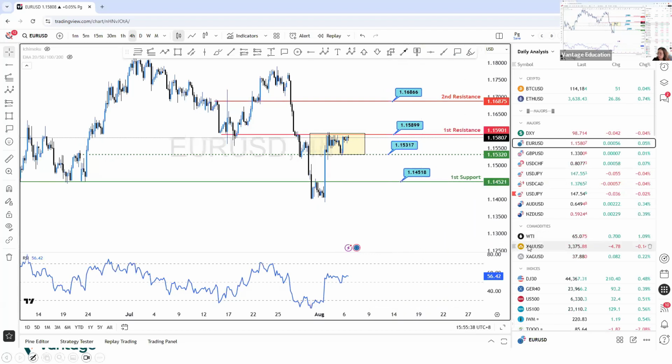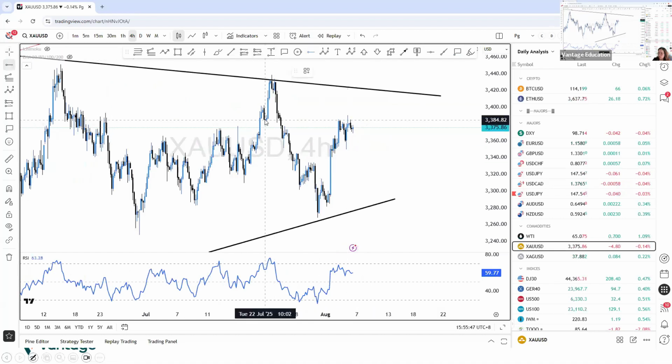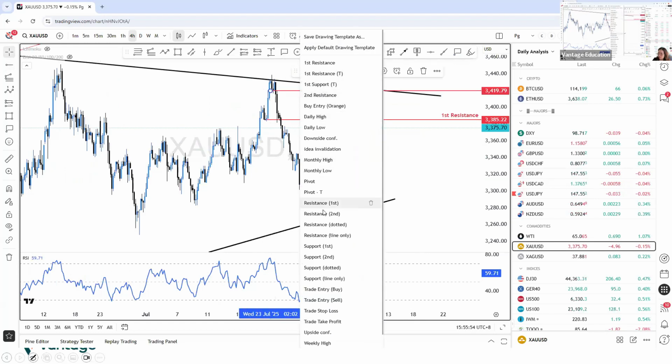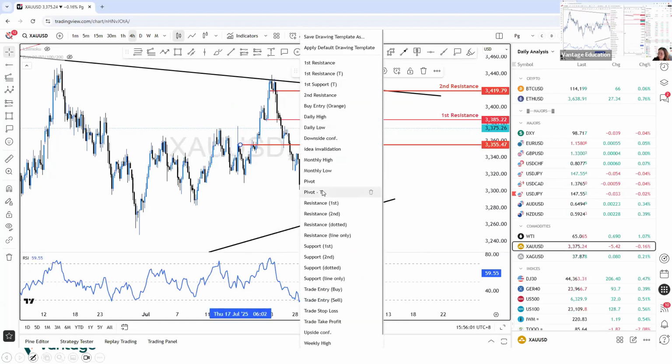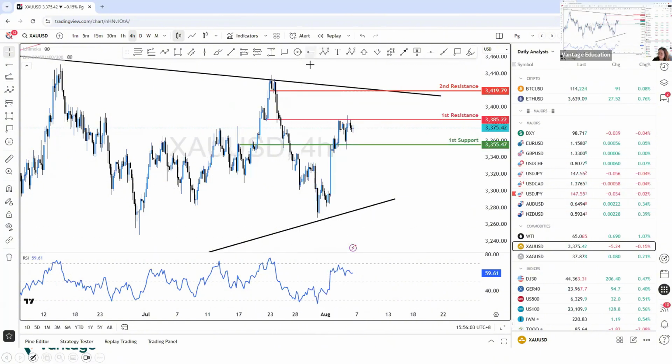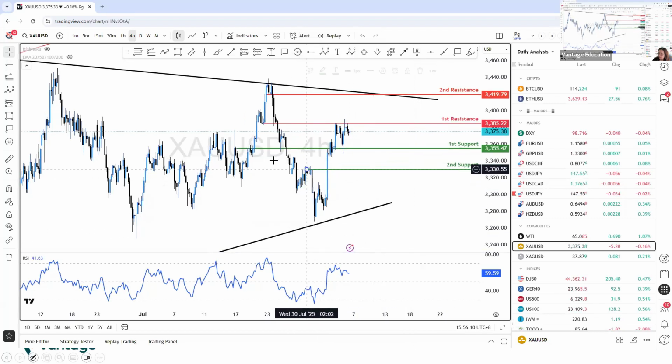Okay. And the last one is you capture already, 1, 2, 3, 4, 5 captures. Okay, done. I'll do gold. Gold price was at the resistance, still the same. This is the second resistance. This was the first support. This is the second support.